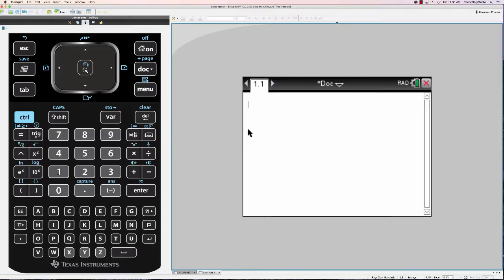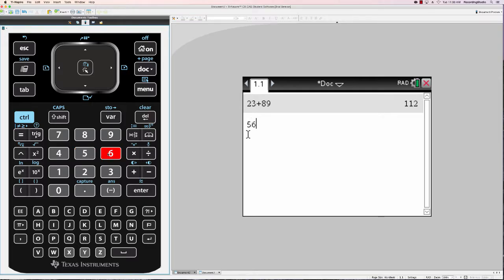The screen that appears is now a calculator, much like those that you have used in the past. Let's try a couple things. Let's add 23 plus 89. Note that pressing Enter performs the calculation. Let's multiply 56 times 219, and press Enter to get the result.